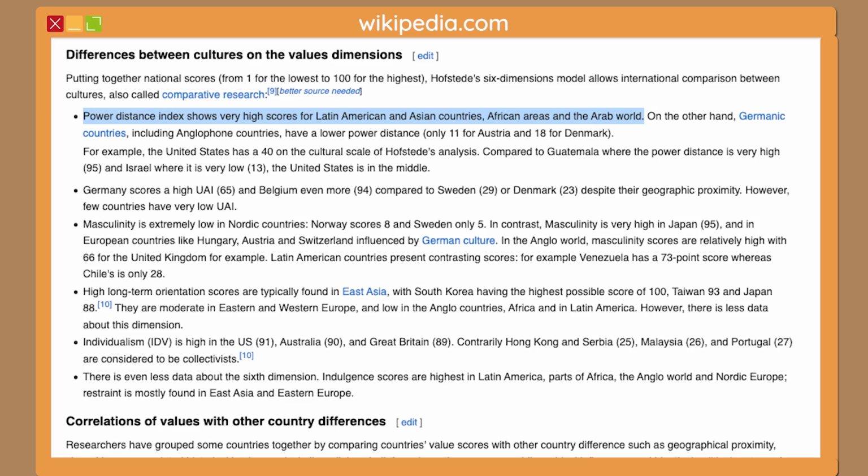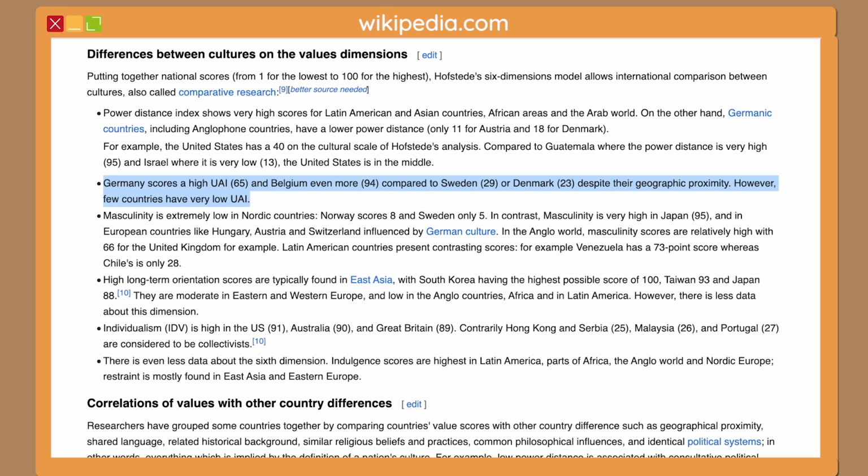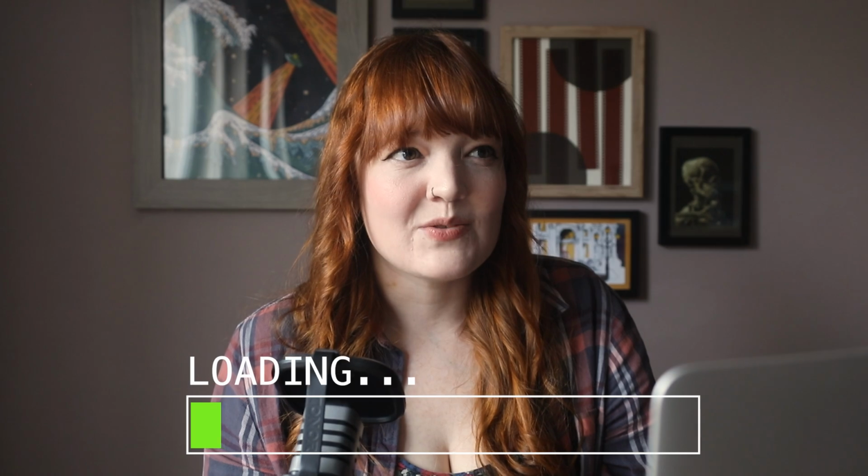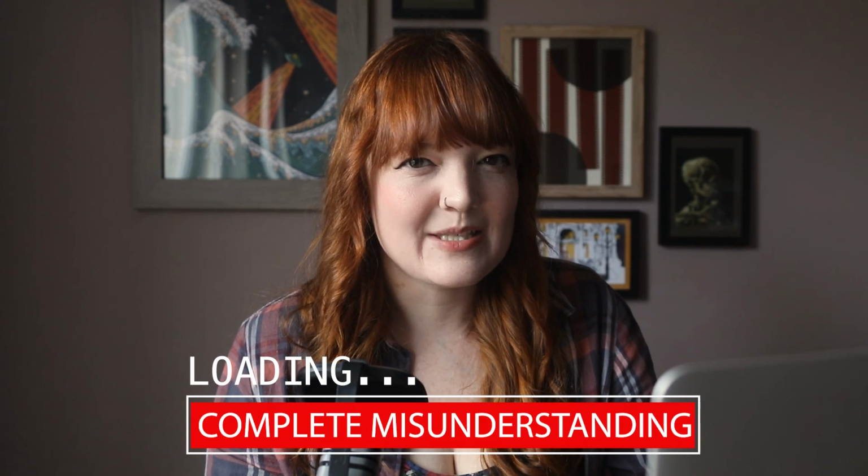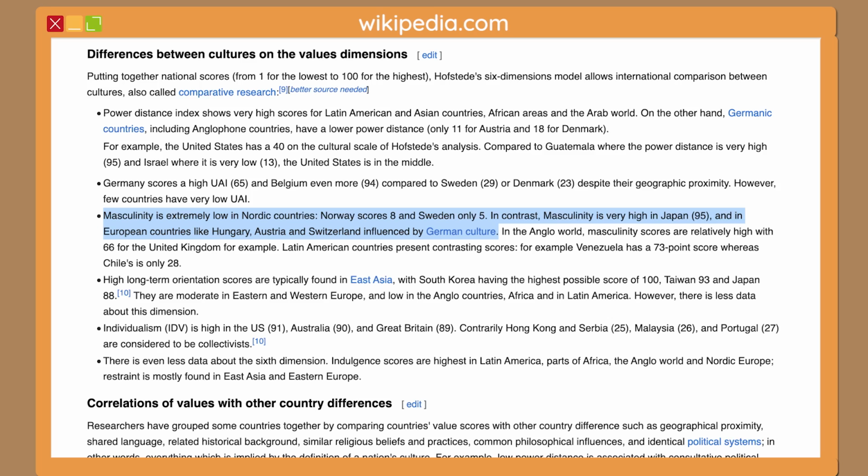So, Latin America, Asian countries, African areas, and the Arab world are likely to prefer hierarchical structures and power distance. Austria and Denmark are like, no power for me, thank you. Germany scores a high uncertainty avoidance, so that means that they quite like to be uncertain. Sweden and Denmark have very low uncertainty avoidance, so they like things to be certain. This double negative naming is really throwing me. Masculinity is extremely low in Nordic countries. Norway scores 8 and Sweden only 5.